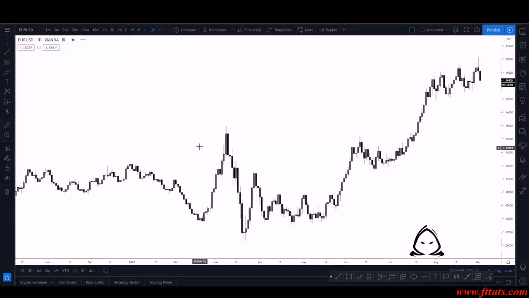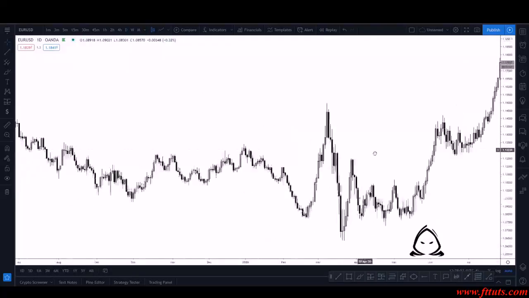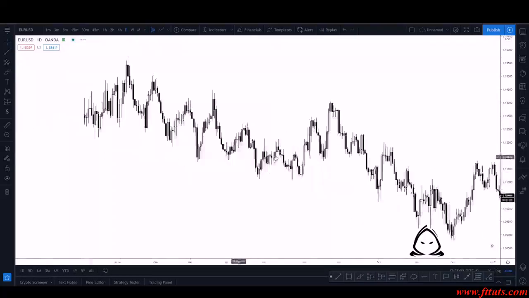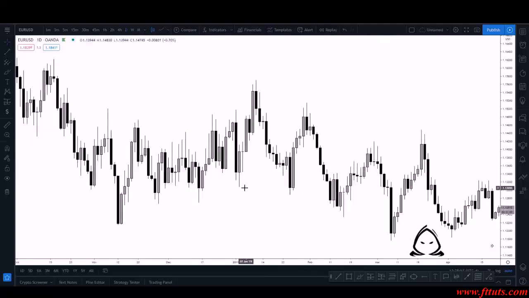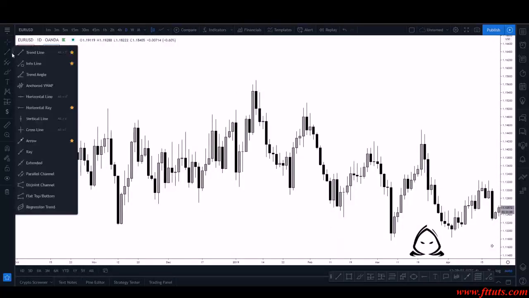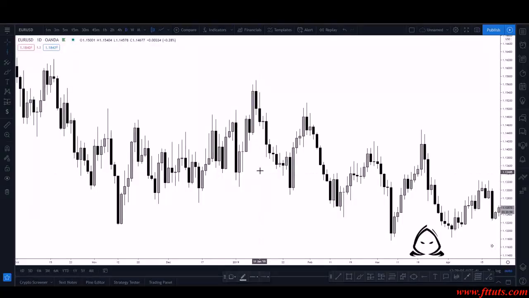So I'm going to use Euro US dollar, and we're going to start on January 2019. So what I'll do is I'll navigate my chart back and essentially find where 2019 begins, which is right here. And then what I'm going to do is I'm going to drop a vertical line on basically December the 31st. That way I know where the backtest will begin.